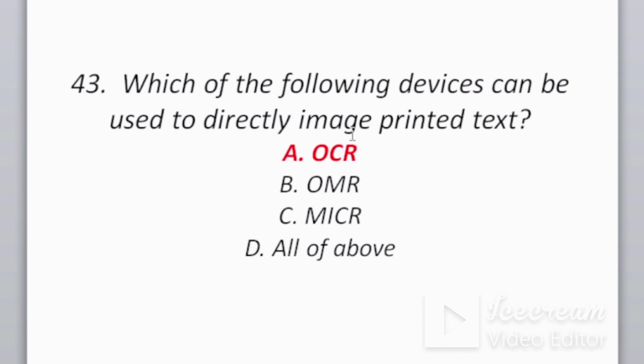43. Which of the following devices can be used to directly image printed text? A. OCR, B. OMR, C. MICR, D. All of the above. The correct answer is OCR.